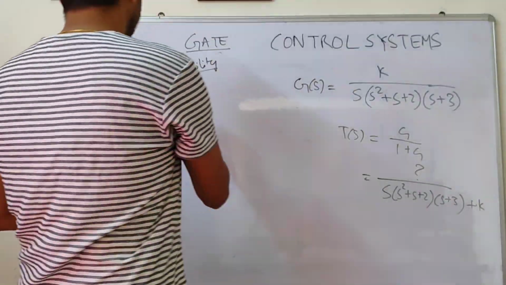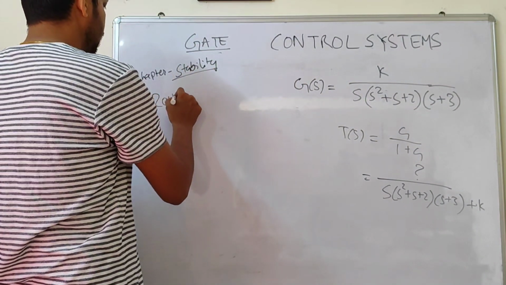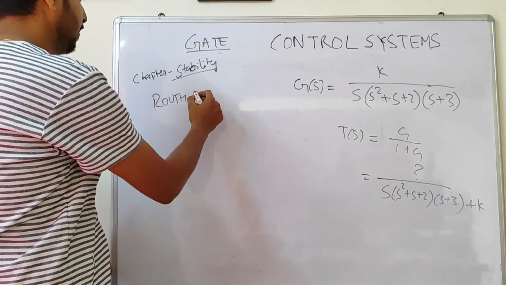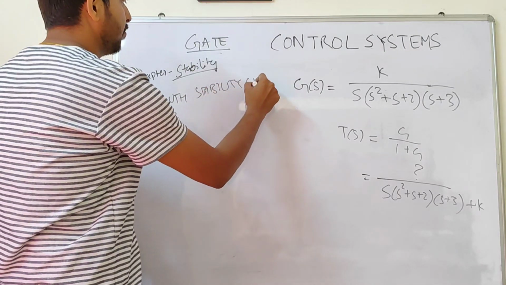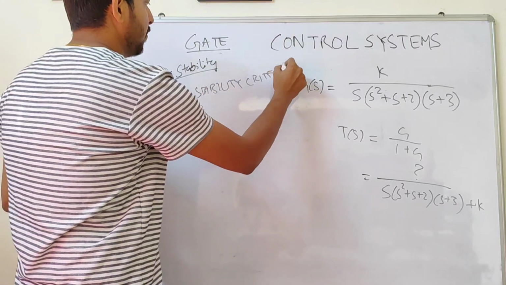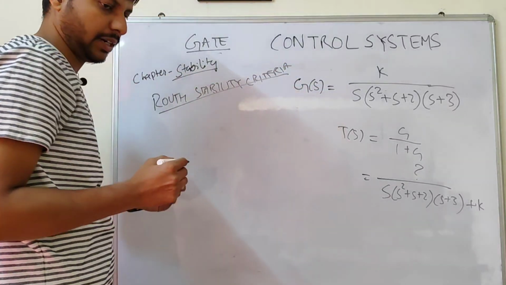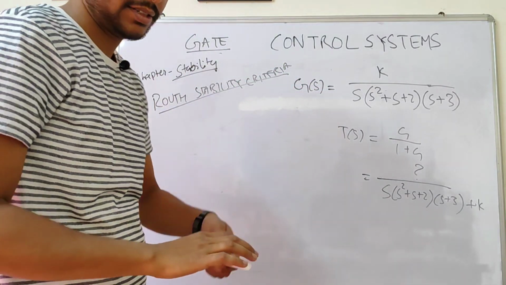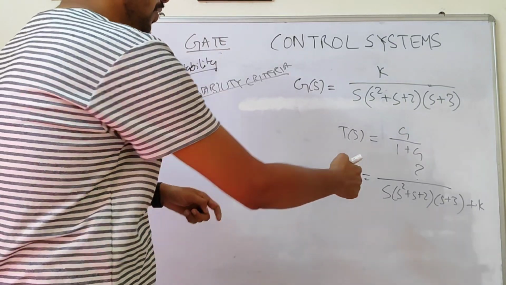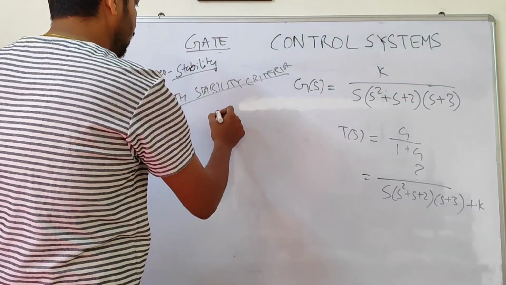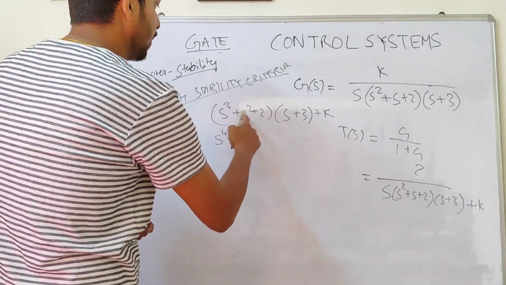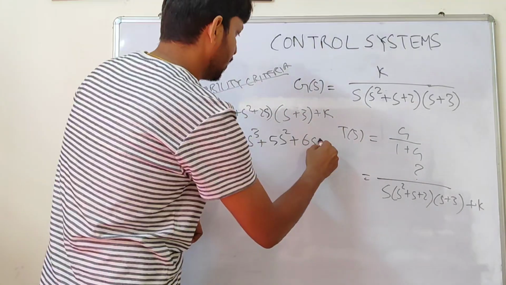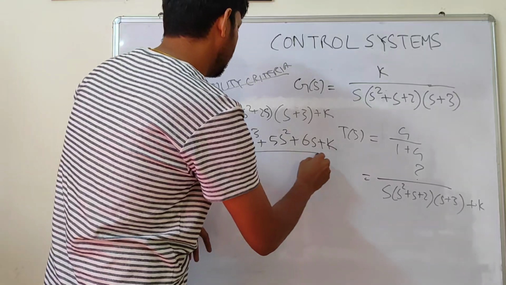Okay, now how to solve this one? We'll use Routh stability criteria. Okay, so Routh stability criteria we'll use. What is it? Okay, let me show you. So first of all, you write this, simplify this. So this will become plus k. So this is the equation.